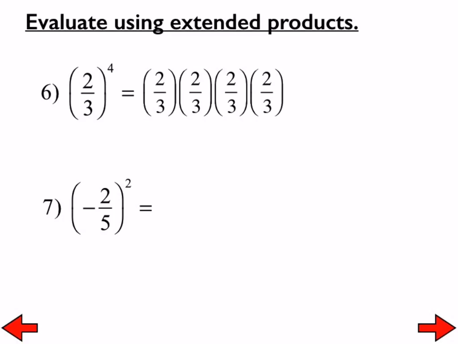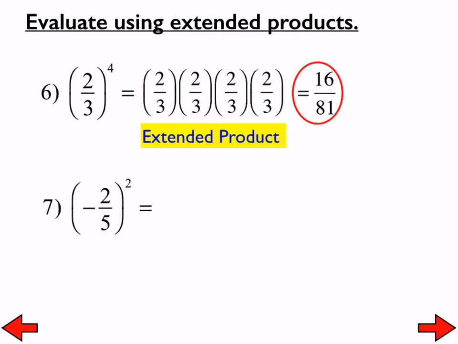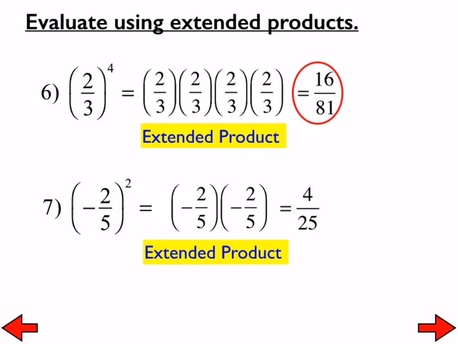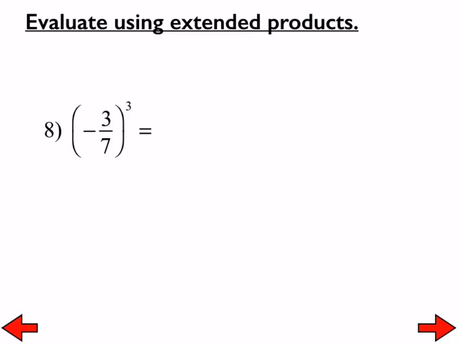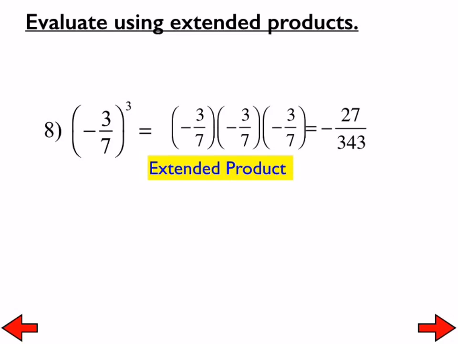Number 6. As an extended product, looks like that. Notice that I am writing the base in parentheses. Typically that's a good strategy, and I'm mentioning that because a few of you did not do that when you were writing it out. You'll see in the next block of problems why we have to pay attention to that. But in this one, when we evaluate it, we get 16 over 81. Number 7, as an extended product, looks like this. And that, of course, would be 4 over 25. And then number 8, as an extended product, looks like this. And that simplifies or evaluates to negative 27 over 343.